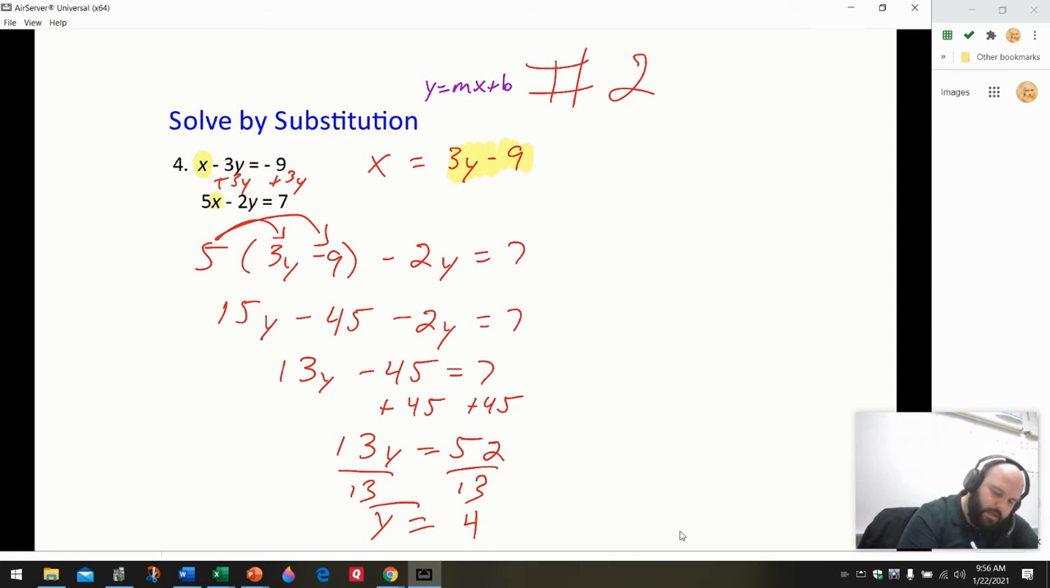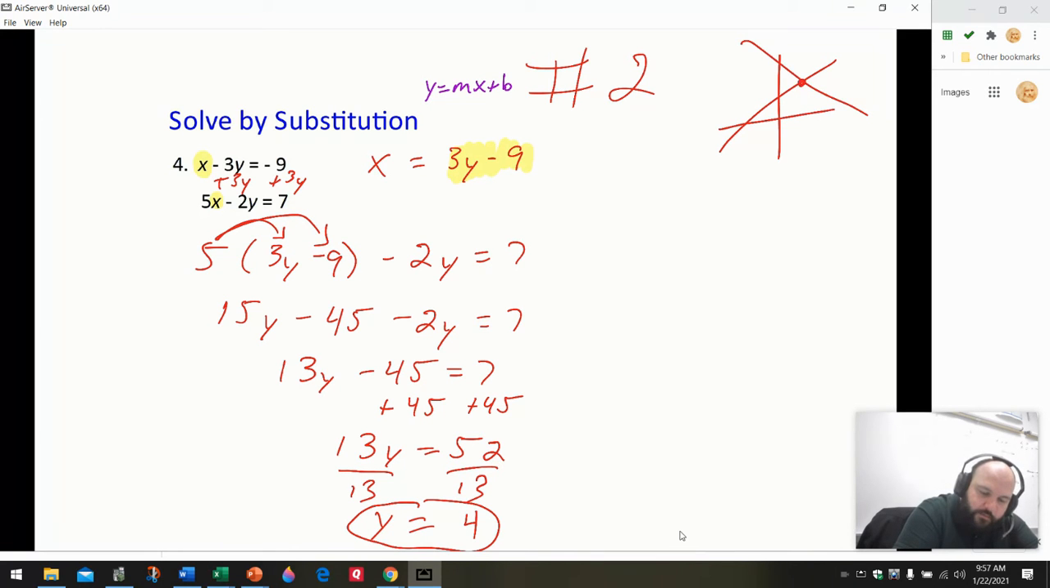Now, we have only done half of the problem, because if you recall, with these linear systems, and if I would draw a quick example, a linear system is going to be a line and then another line, and we're looking for the point at which they intersect. And remember, an ordered pair consists of an x and a y value. We have found the y value. We need to now find the x value.